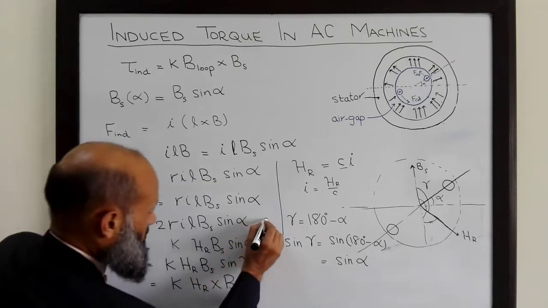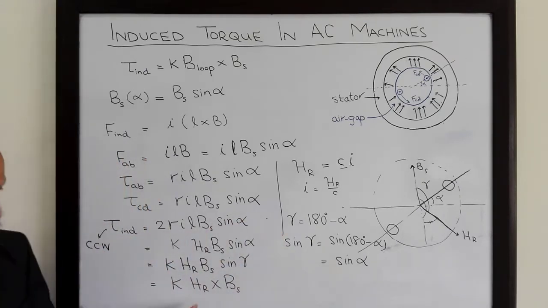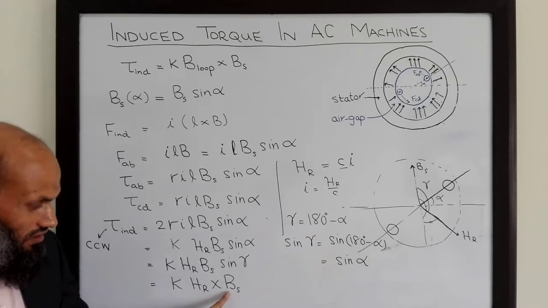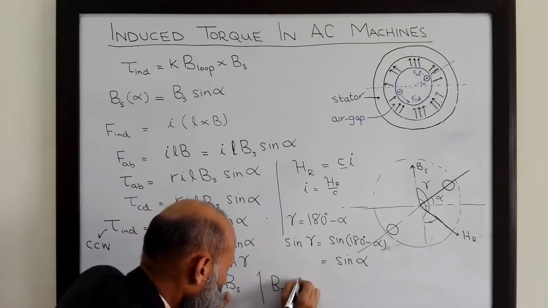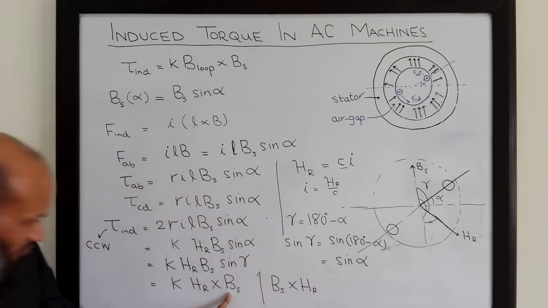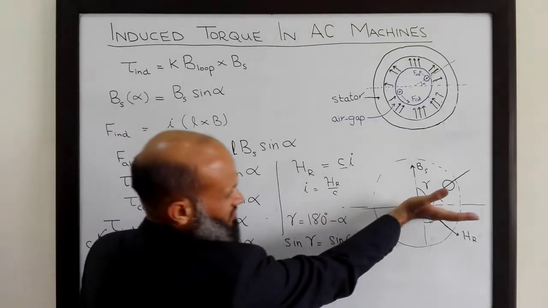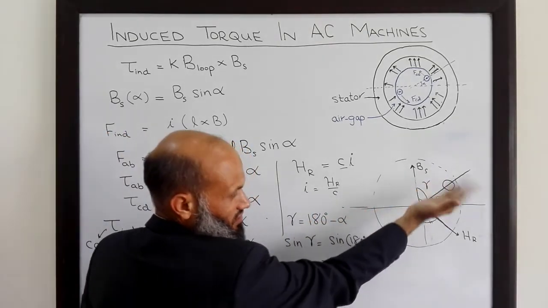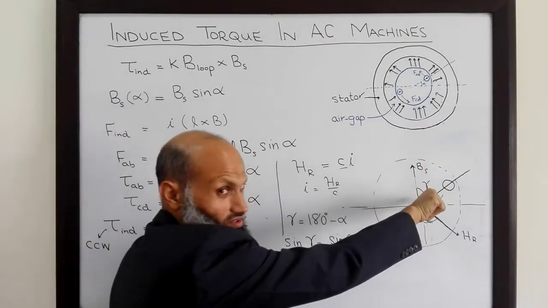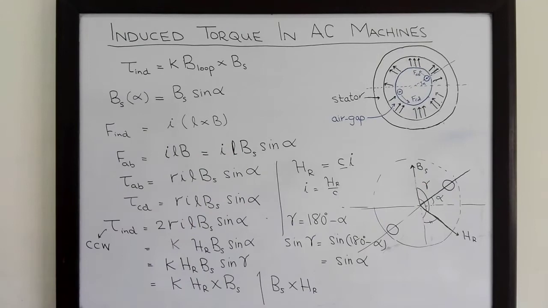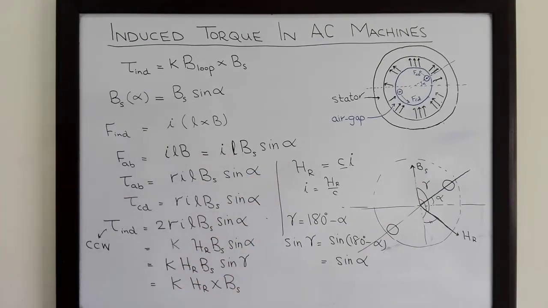The torque is in counterclockwise direction. I must take HR cross Bs and not Bs cross HR. Why? HR cross Bs will produce the torque in counterclockwise direction, whereas Bs cross HR produces torque in clockwise direction. So that is not correct. Induced torque in this machine is given by this relation.